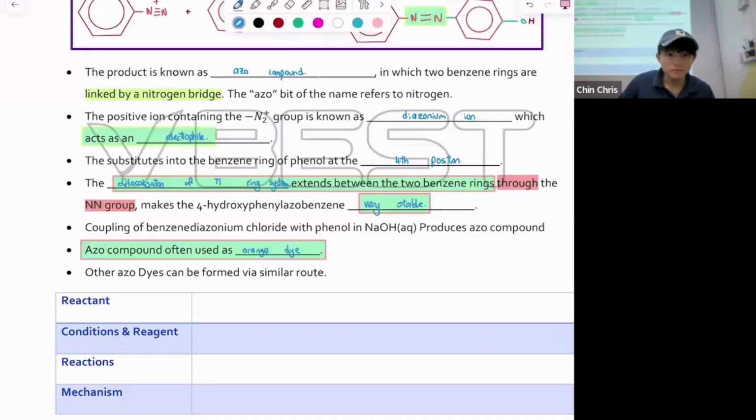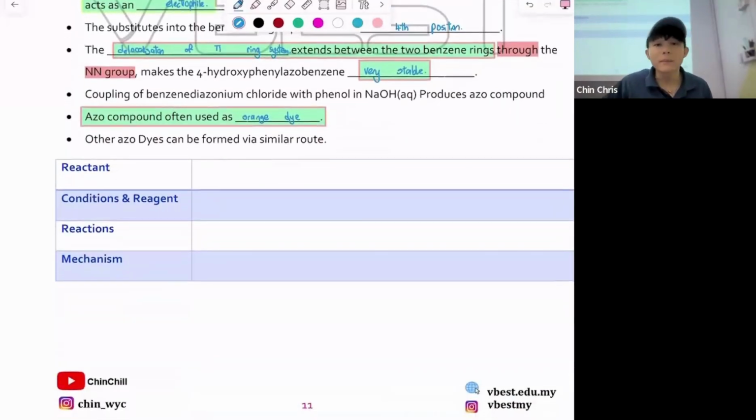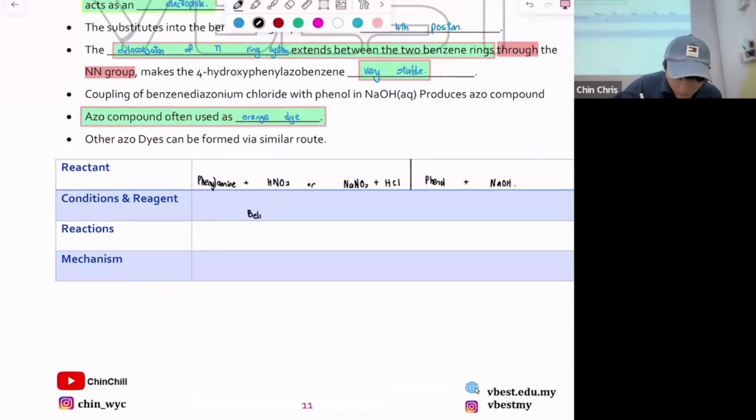All right, guys, next. Azo compound is often used as an orange dye. For the reactants, I can take phenylamine plus HNO2, or I can take NaNO2 reacting with HCl. That's the first part. I also need to take a phenol reacted with NaOH to get a phenoxide ion. The condition must be below 10 degrees. Usually we carry out around 5 degrees.